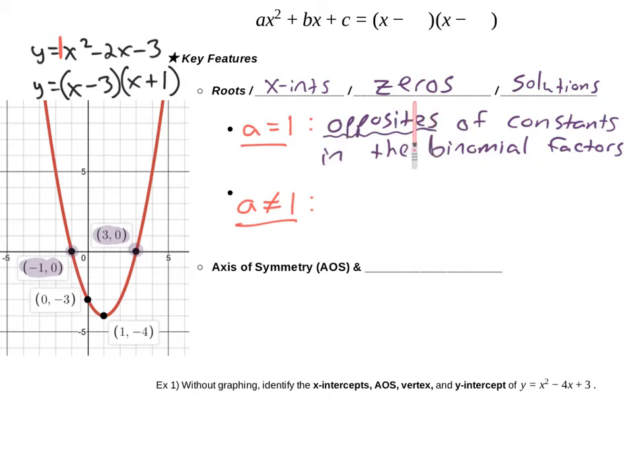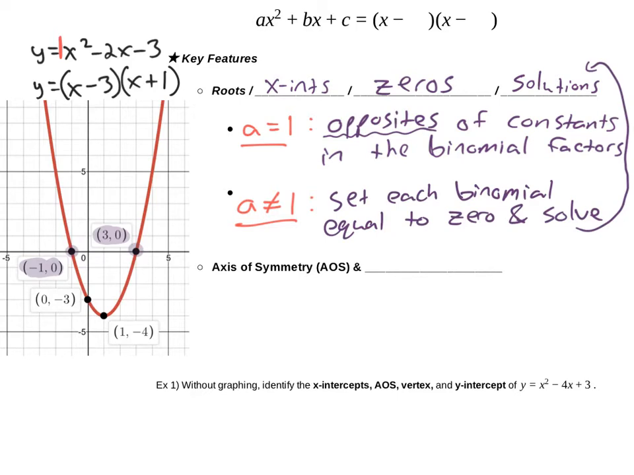But when we start algebraically solving, we might see some that have an a value, a lead coefficient, like 2x squared or 5x squared. So it won't be as easy as the opposites. We'll have to do a little work. We'll have to set each of the binomials equal to 0 and then solve them individually. All right, we have our roots. We have a way to identify it from factored form equations.